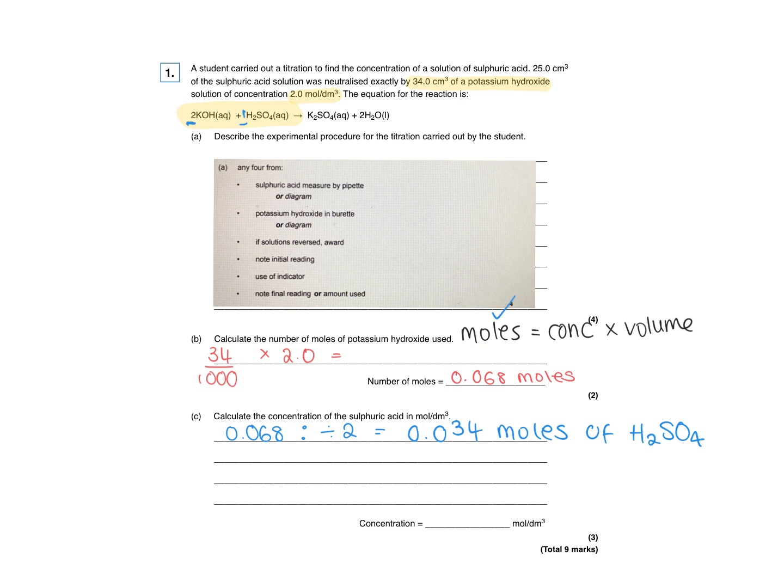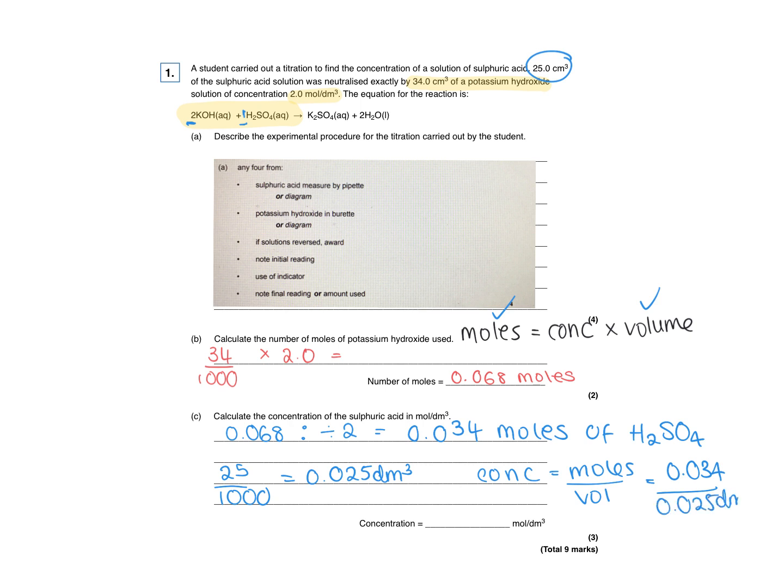We know the moles and we know the volume. The volume is 25 cm³, but remember it must be in dm³. So it'll be 25 divided by 1,000, which gives us 0.025 dm³. And if we rearrange our equation, concentration is equal to moles over volume, which is equal to 0.034 over 0.025 dm³. And this will give us an answer of 1.36 moles per dm³.